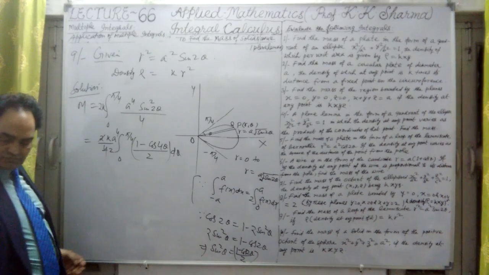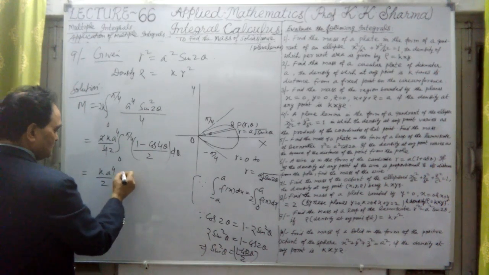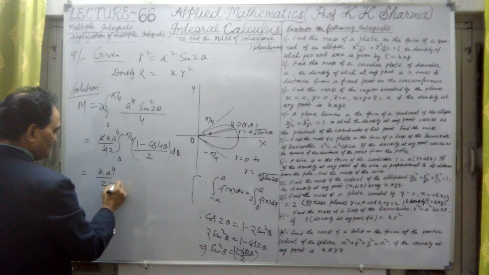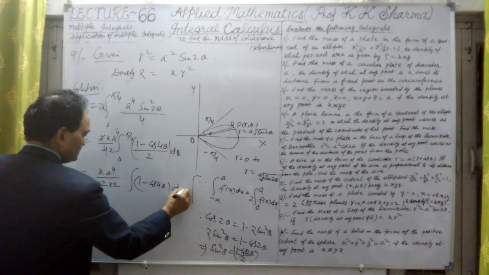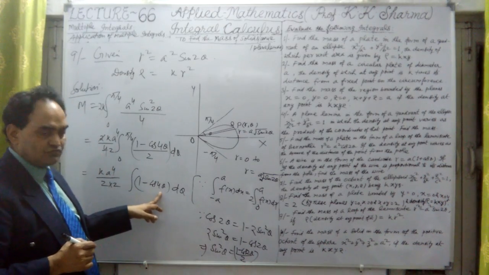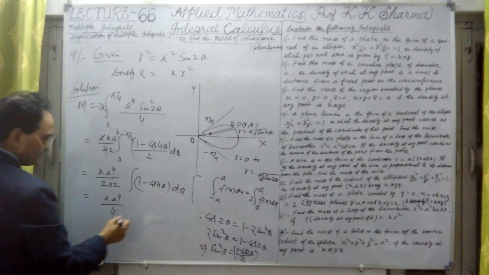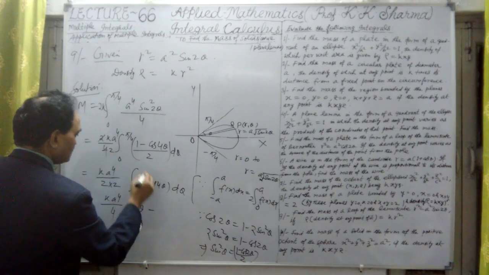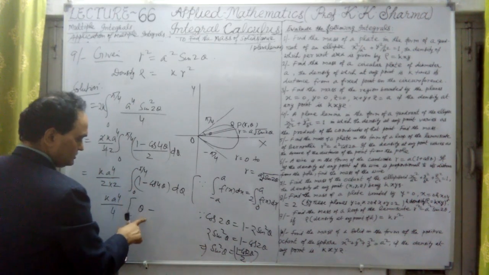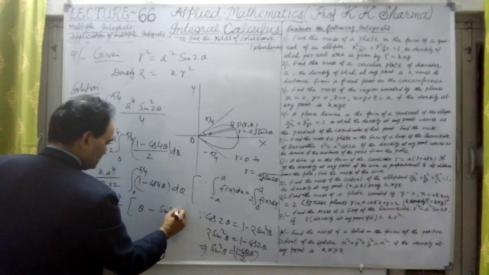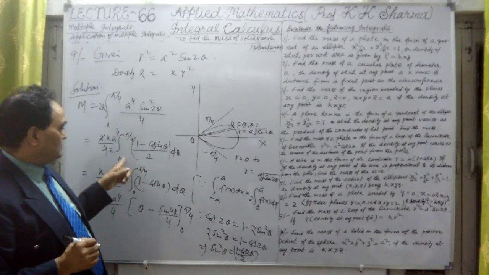Our final integration will give us k a⁴ upon 2. Integration of this, let me take the 2 outside. Now integration of (1 minus cos 4θ) upon 2 dθ. Integration of 1 is θ, and of cos 4θ is sin 4θ upon 4. It is nothing but k a⁴ upon 4 into the bracket: integration of 1 is θ minus sin 4θ upon 4, with limits 0 to π/4. I forgot the limits, which are for the variable θ.